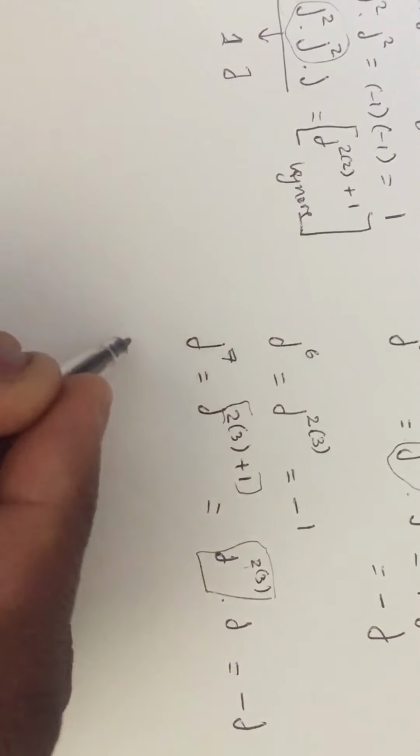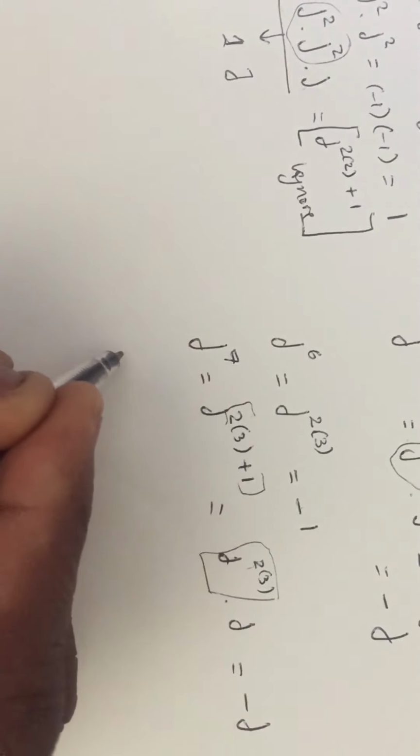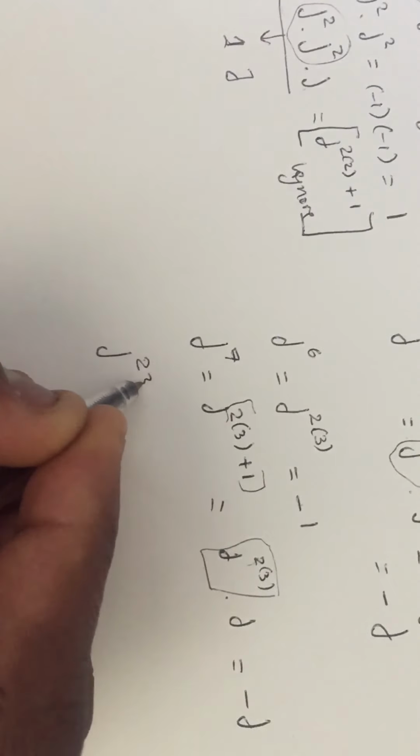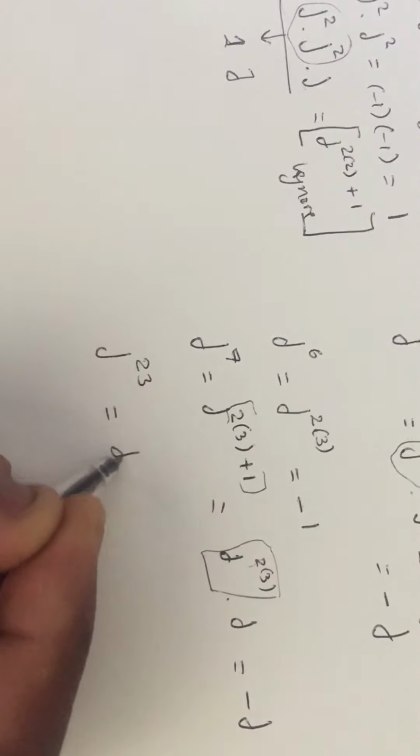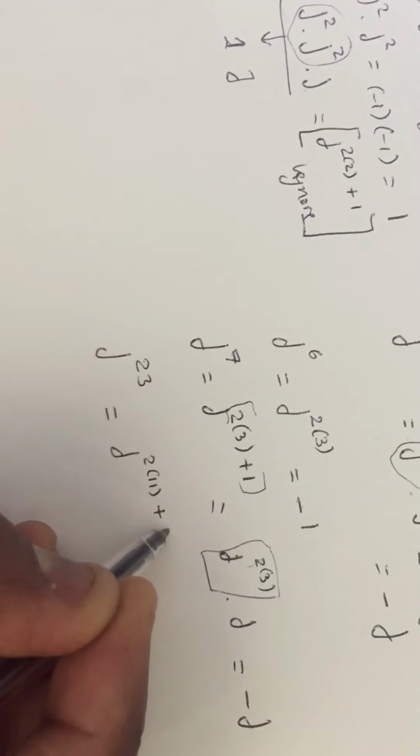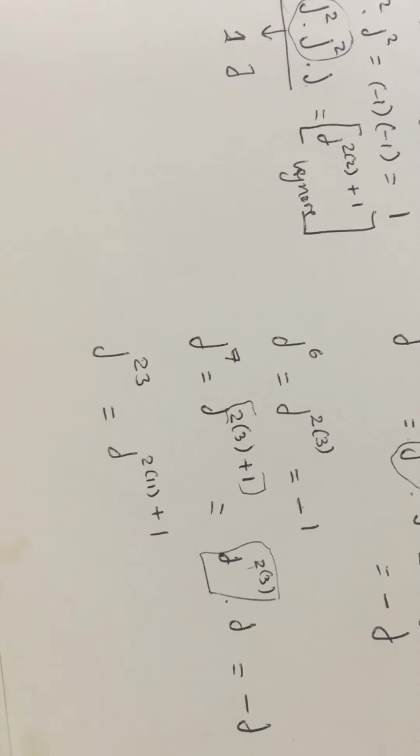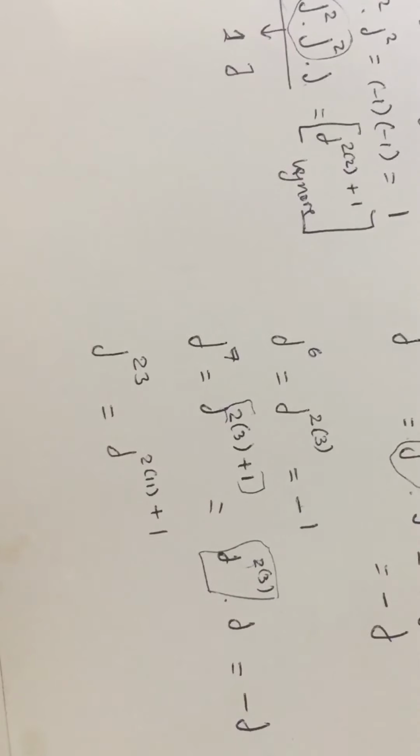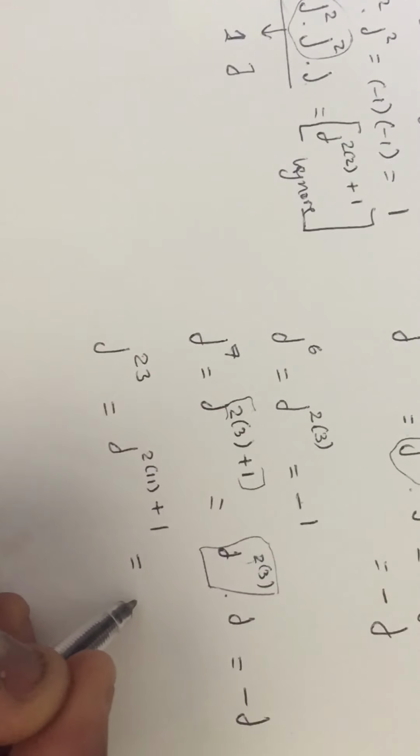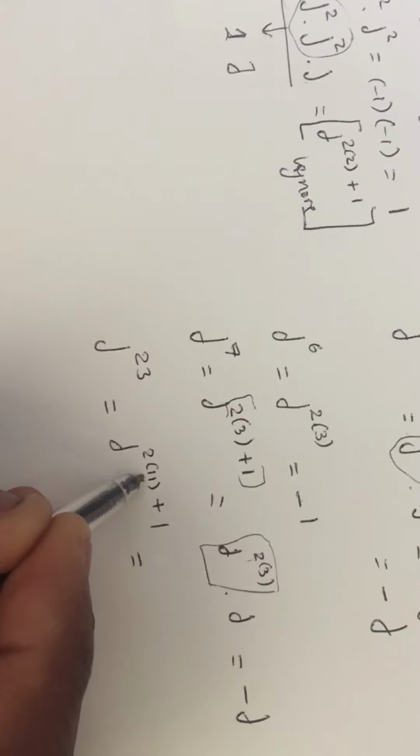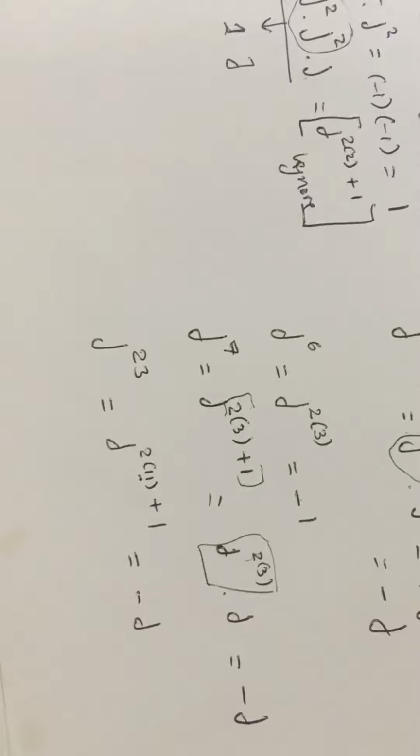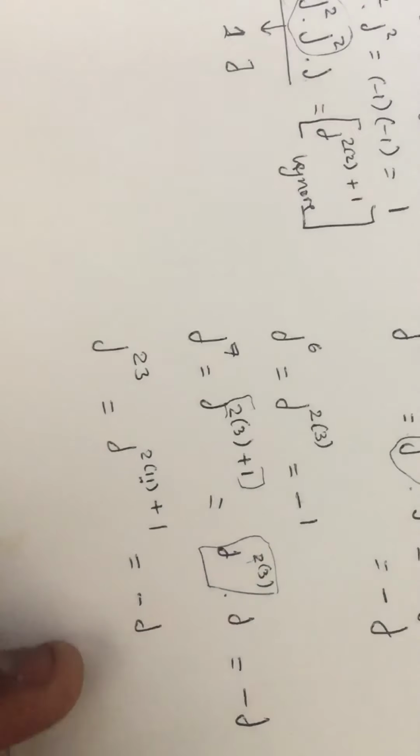So let's find j to the power 23. This is the same as j to the power 2 times 11, plus 1. 2 times 11 gives you 22, plus 1 gives you 23. So what is it gonna give me? This n is an odd number, so it's gonna give minus j. All right, I believe that you understand this part. Now let's continue.